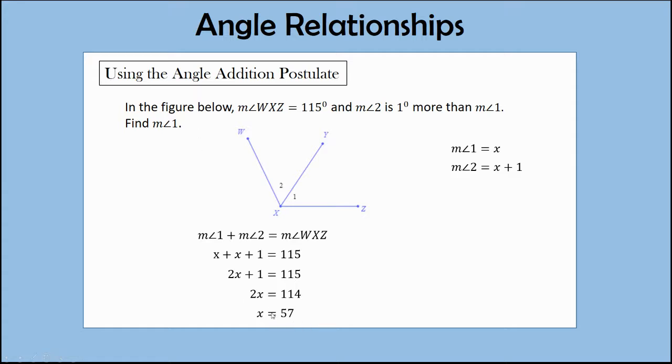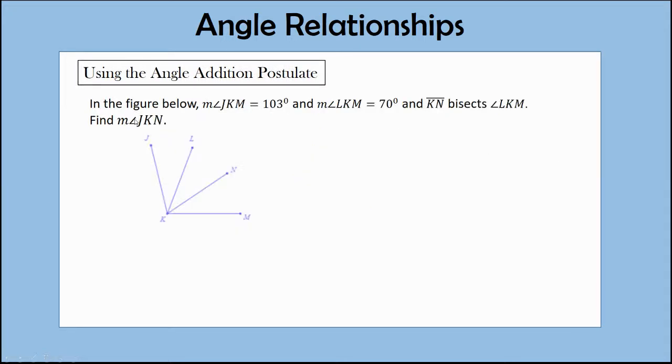This is not the answer. That's the value of x. They say find the measure of angle 1. Well, angle 1 was my x, so I guess in the long run, this really was the answer. But angle 1 is 57 degrees. That's what they wanted. Okay? So that's an example of having to write your own expressions and then use them.